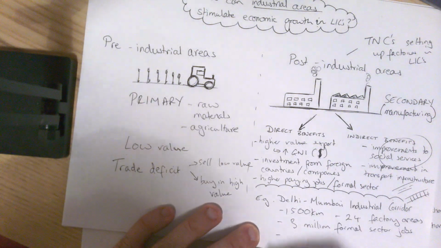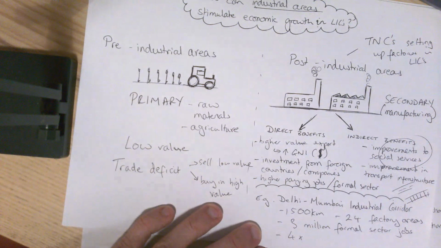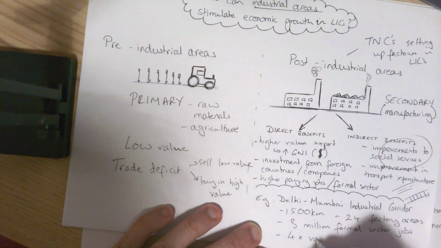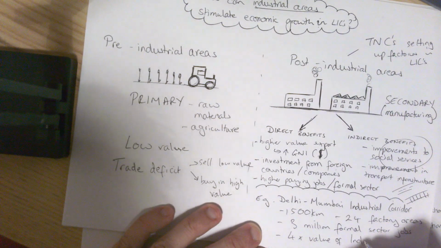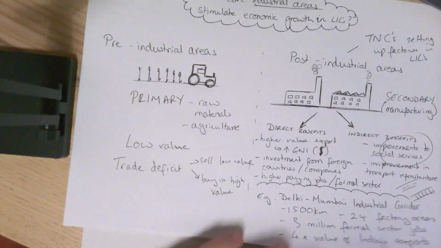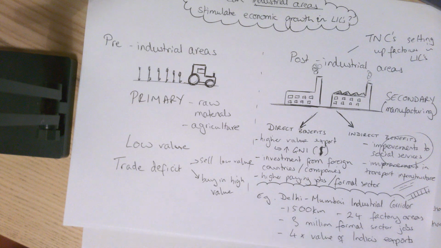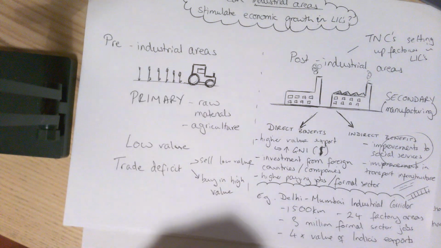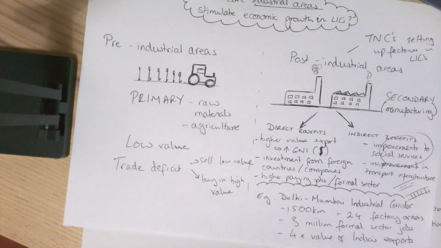It's expected as well that it will quadruple, so up by 4 times, the value of India's current exports. So because they're going to be producing much more valuable products, and in the Delhi Mumbai corridor they're going to be making various things from fashion, textiles, clothing, to cars, mopeds, to computers and computer chips. These things are going to be highly valuable, and this means therefore that India's exports, its earnings that it gets from its exports, the things it sells to other countries, is predicted to increase by over 4 times what it currently is.